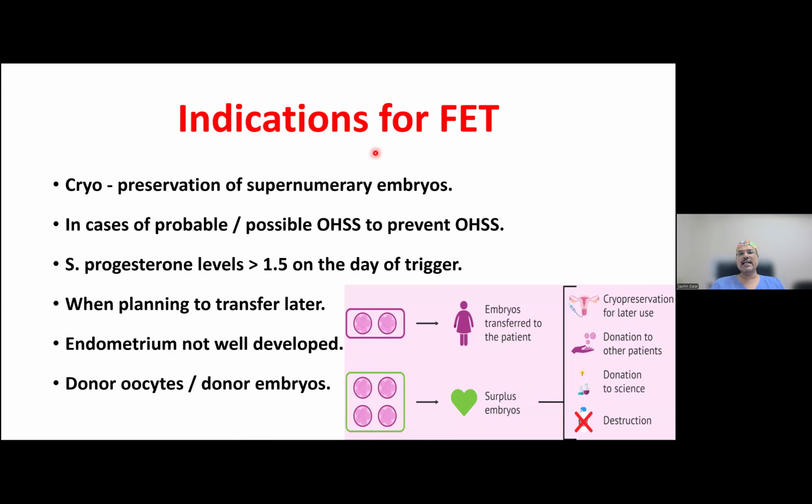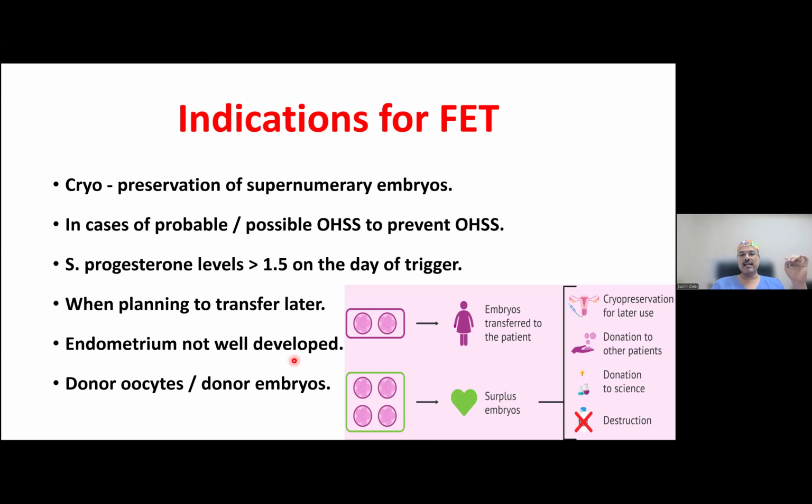Also, when on the day of HCG trigger the serum progesterone levels are more than 1.5, always do a frozen embryo transfer, because there is an asynchrony between the oocyte age and the endometrial age. When you are planning to transfer later, for whatever reason, the patient is not ready, or you are not ready, you can always freeze the embryos and transfer. Or she has had 5, 6 embryos, you've done an embryo transfer, she has conceived, and we've kept the other embryos for vitrification. These are the embryos which can be transferred at a later date.